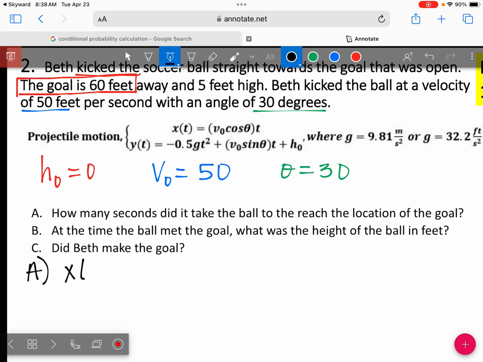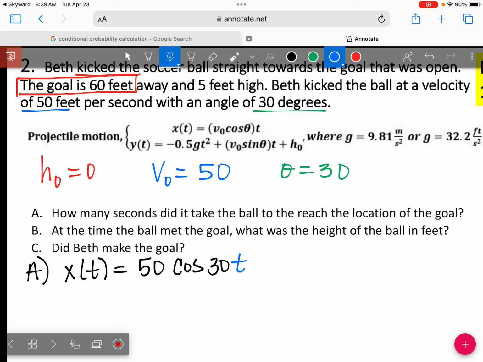So x sub t, our initial velocity is 50 cosine 30 t. I'm going to pause right there. Does everyone see how I got that equation? I substituted in the velocity and the angle. That's all. The x parameter just has two things, velocity and angle.